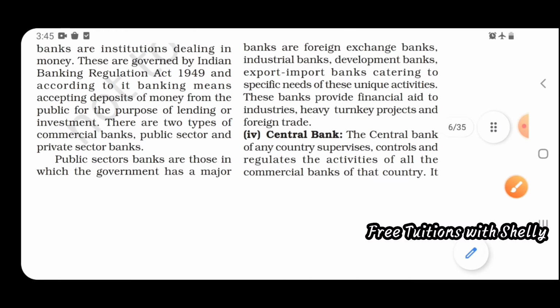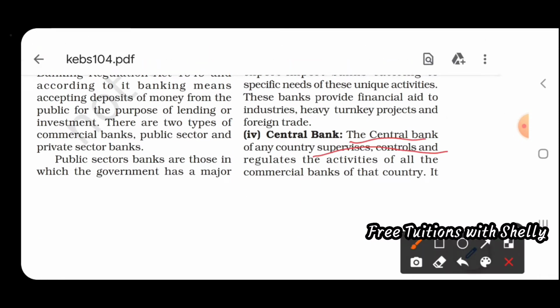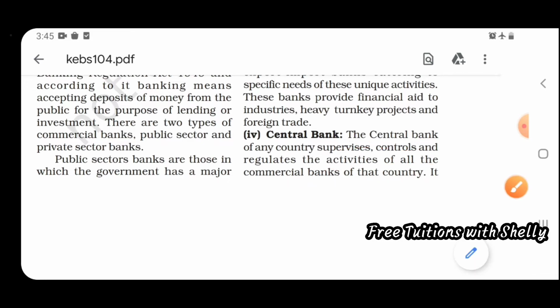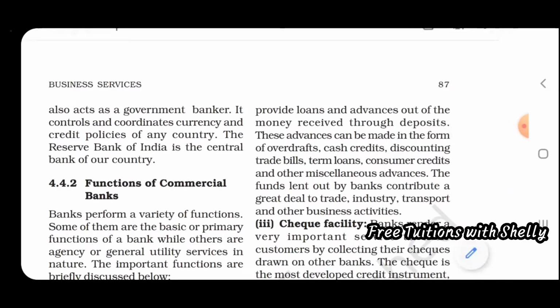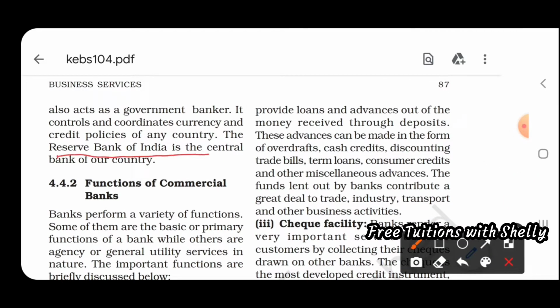Next is central bank. The central bank of the country is the main body that supervises and controls the activities of all the commercial banks of that country. So all the commercial banks are headed by the central bank. In India, the central bank is named the Reserve Bank of India. This is the central bank of India.